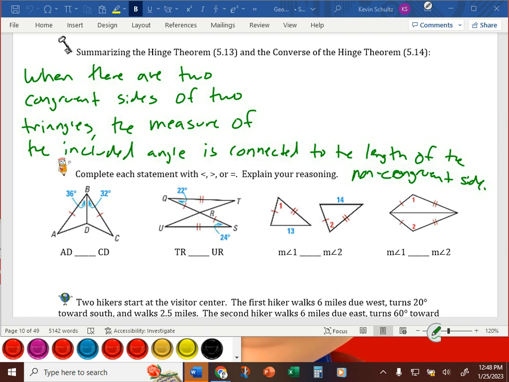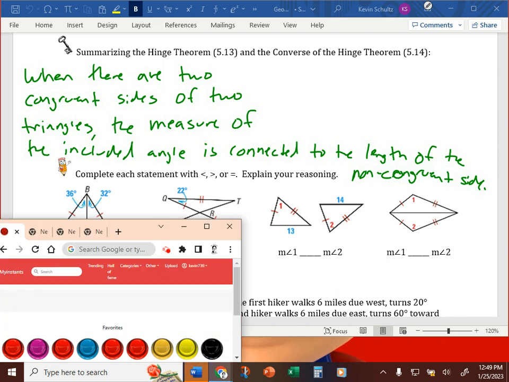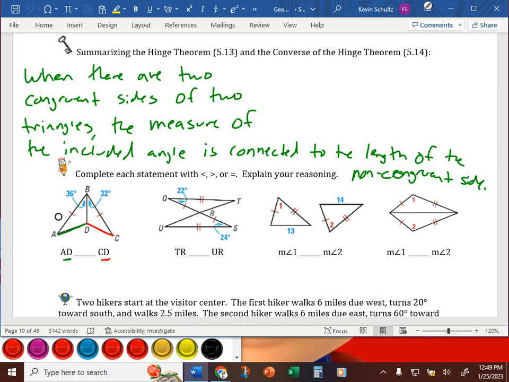Okay. So the application of this. Sit flat, please. The application of this, let's look at this first diagram here. We are asked to compare the length of AD to the length of CD, right? AD is right here, and CD is right here. It's the midpoint. Without a whole lot of information here, the eye test, they look pretty close. Someone said that they thought it was the midpoint. It is.